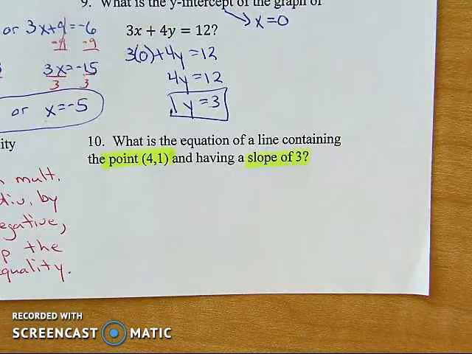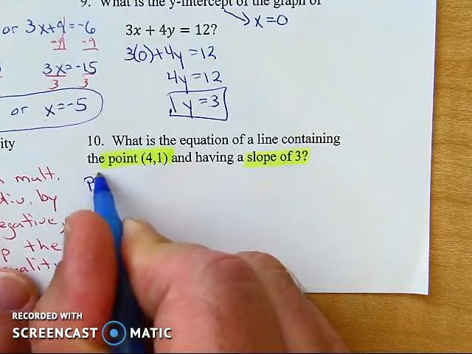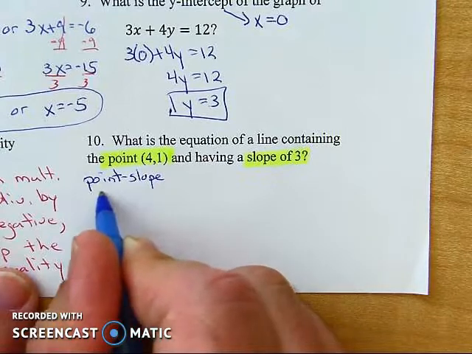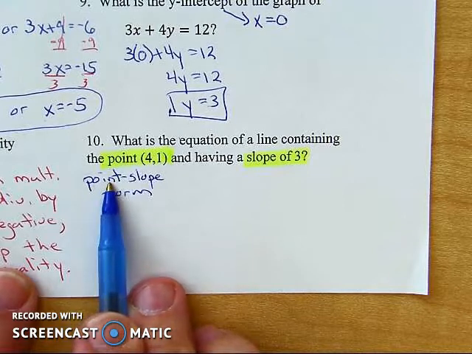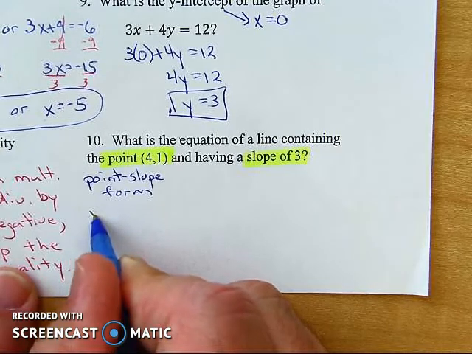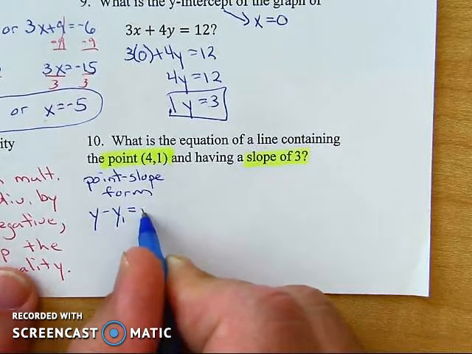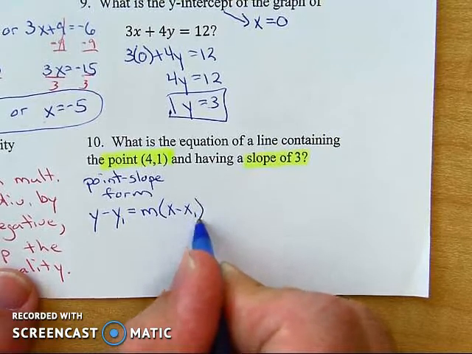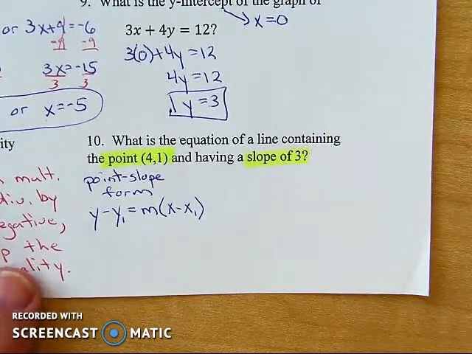Since they're giving us those particular things, probably we should think about putting it into what's called point-slope form. Notice I have a point, that's the word there, and slope. That's why it's called that. So that equation or formula is y minus y sub 1 is equal to slope, which is m, times x minus x sub 1.